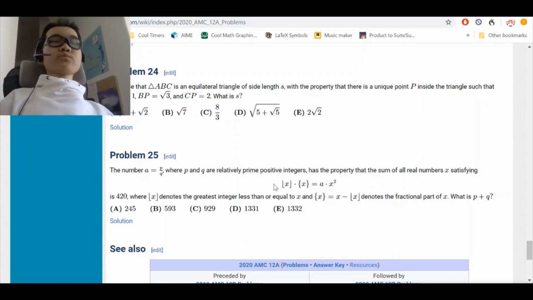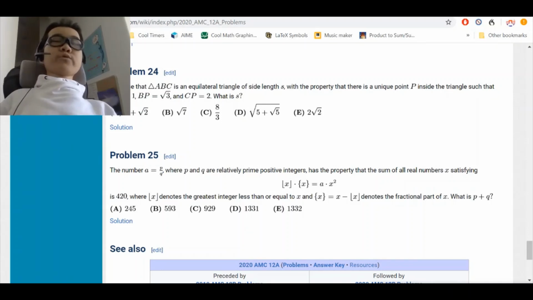Let's assume to the contrary that x is not 0 and x is also less than 1. Then, since x is not 0, ax squared is positive, and the floor of x, since x is less than 1, is 0 or less. And the frac of x is always non-negative. So you have a non-positive times a non-negative, and that is non-positive. So the left-hand side would be non-positive, and the right-hand side would be positive. That's a contradiction. Therefore, x is greater than or equal to 1, except for the solution x equals 0.